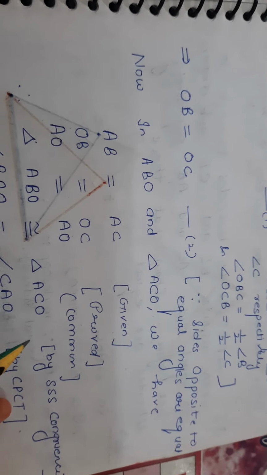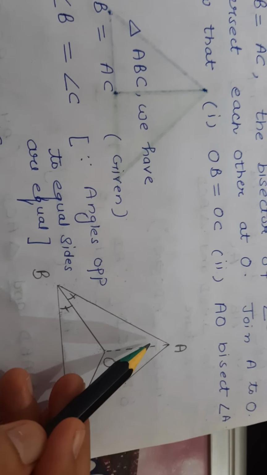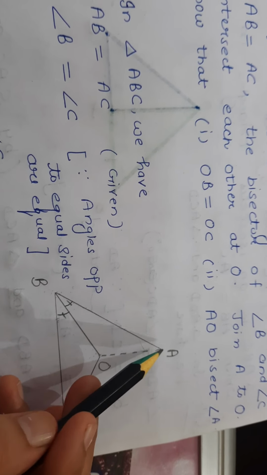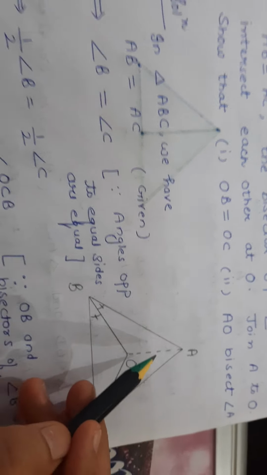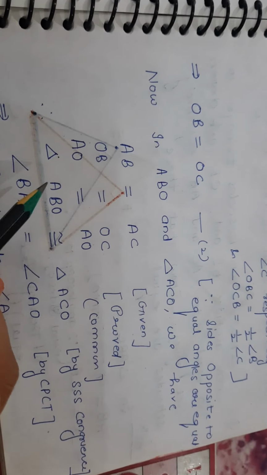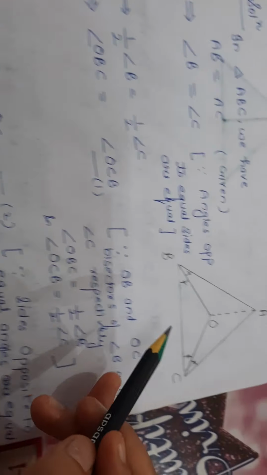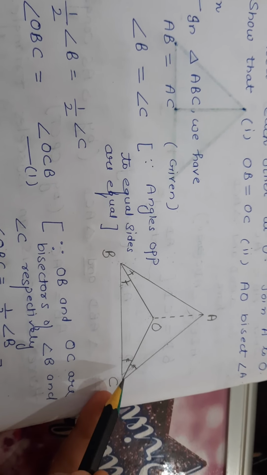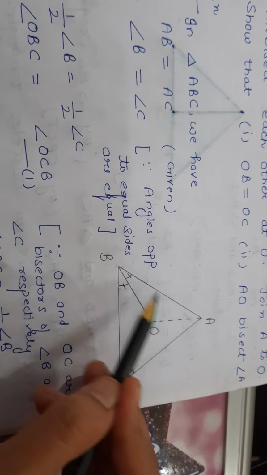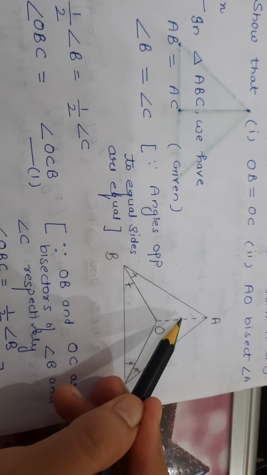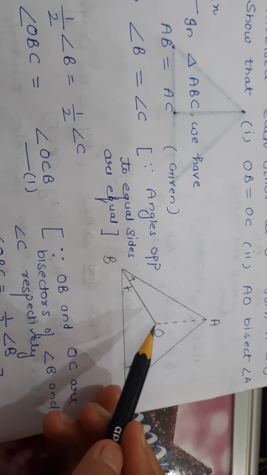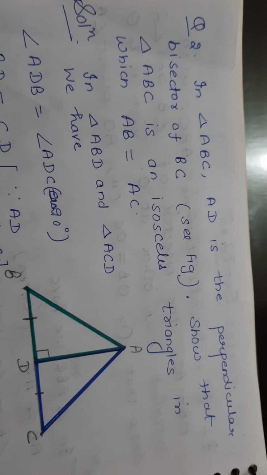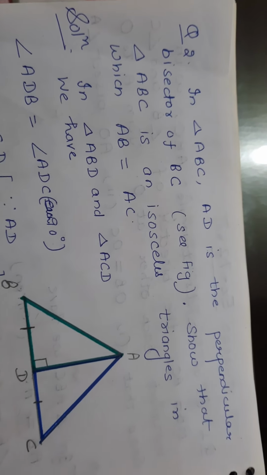Now if these two triangles are congruent, by using CPCT, this angle is also equal to this angle, or we have shown that this AO line is bisecting angle A. So I have written here these two triangles are congruent. Then we'll write angle BAO is equal to angle CAO. That means this angle BAO is equal to angle CAO, or you have proved that this AO line is bisecting angle A.